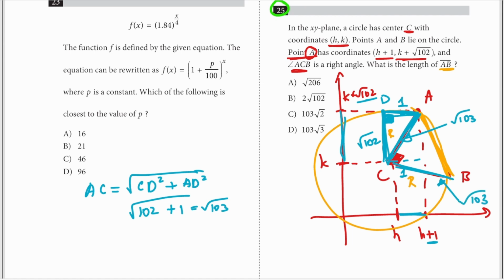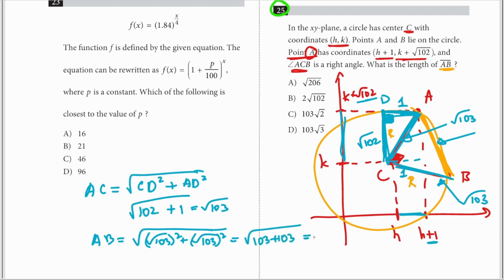So now we have to do Pythagorean one more time for AB. How can we do this? AB is simply the root of root 103 squared plus another root 103 squared. Now root 103 squared is 103, so that applies to both. So it's just the square root of 103 plus 103, which is equal to root 206. The answer is A. That's it.